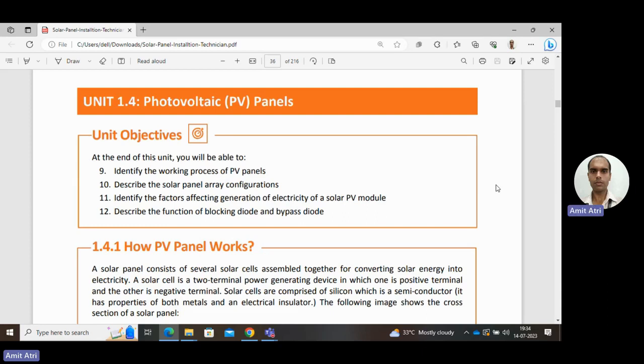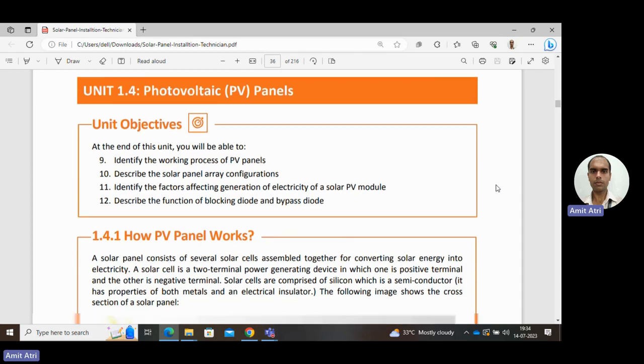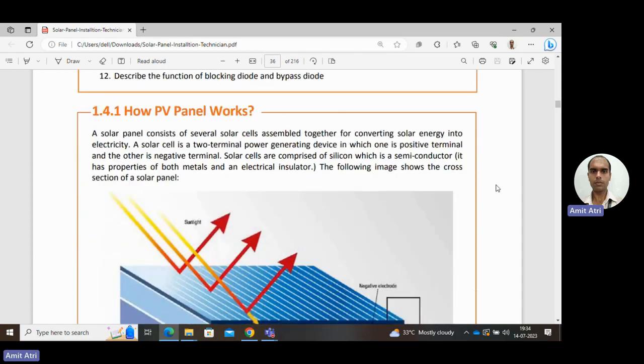Today we will be discussing photovoltaic panels. That is unit 1.4 in the solar panel installation technicians course. The first topic here is how a solar PV panel works.